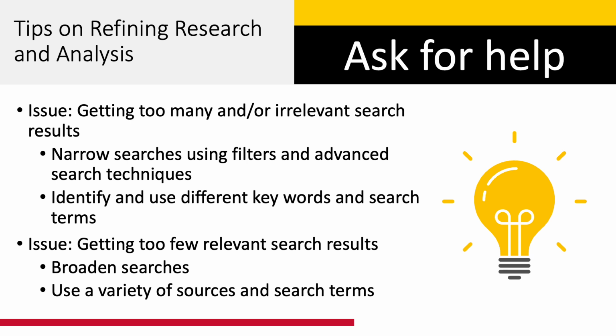There's two main issues when you're refining your research and analysis. One is maybe you're getting too many or irrelevant search results. You might have to narrow your searches using filters and advanced search techniques, and also identify and use different keywords in search terms. The other issue is getting too few relevant research results, so you might have to broaden your searches and also use a variety of sources and search terms.